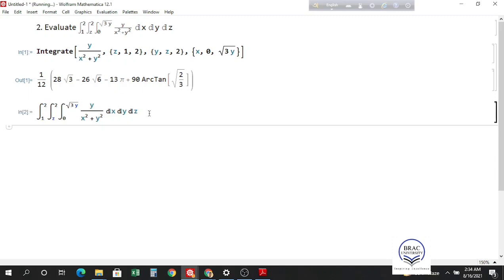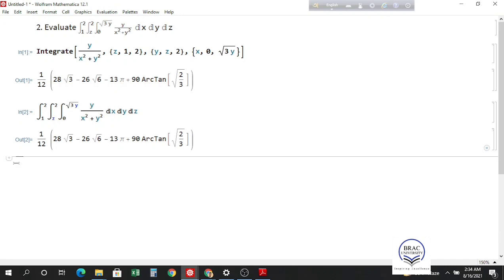If we press shift enter now, we'll get the output. Again, it will take some time. So I've got the output, the same output. Let's solve another triple integral. I just want to find the volume of a sphere. The equation of a sphere is x squared plus y squared plus z squared equals r squared, which is the radius squared.